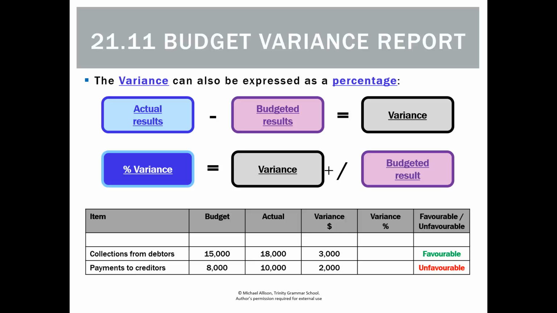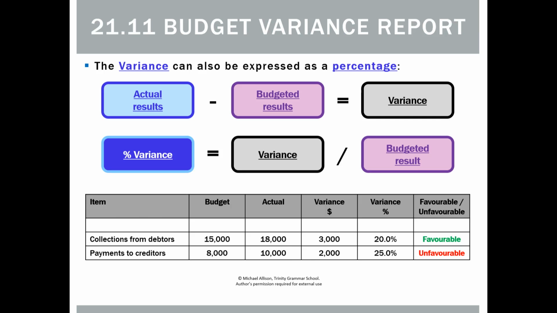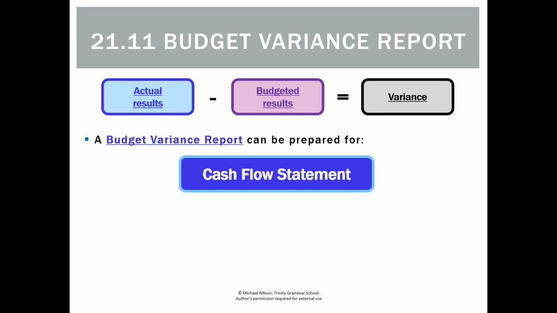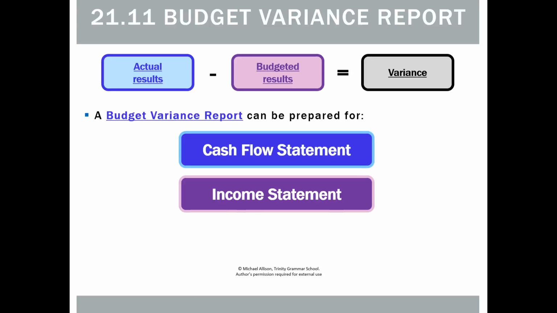So looking at these numbers here, we would take these variances and, for each item, divide it by its budgeted result. So taking collections from debtors, that would be 20%, payments to creditors would be 25%. We can do a budgeted variance report for the cash flow statement and the income statement.